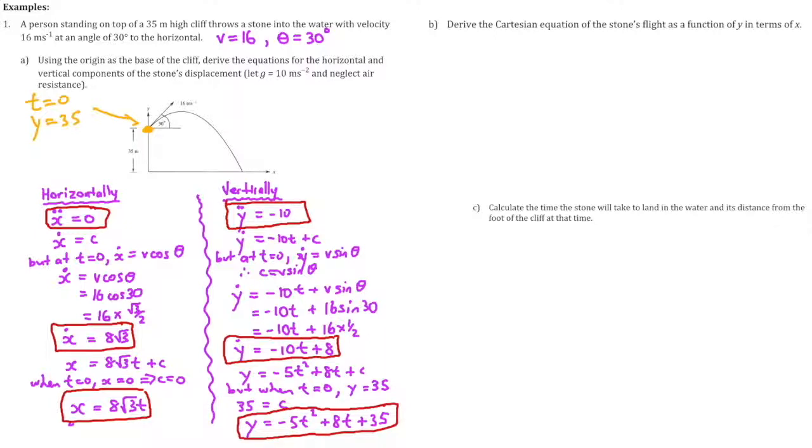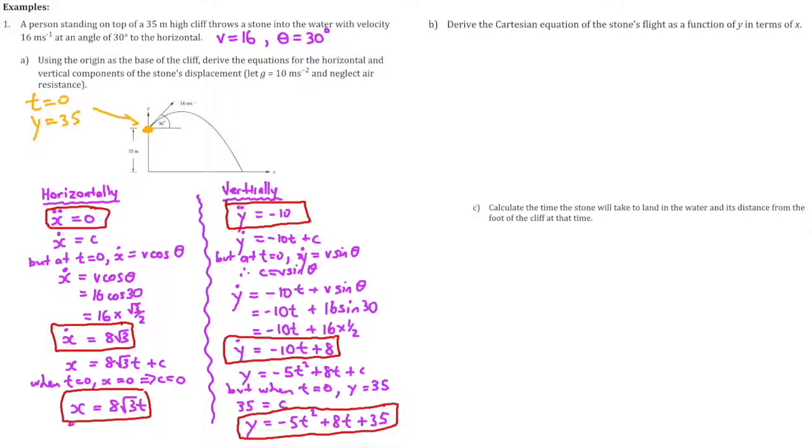Let's look at part B now. Part B says derive the Cartesian equation of the stone's flight as a function of y in terms of x. Now remember, that's just a matter of looking at our x and y values and doing some substitution. Now if I look at this one here, I can see that I'm going to substitute the rearranged version of x equals 8 root 3t into y. So let's try that.